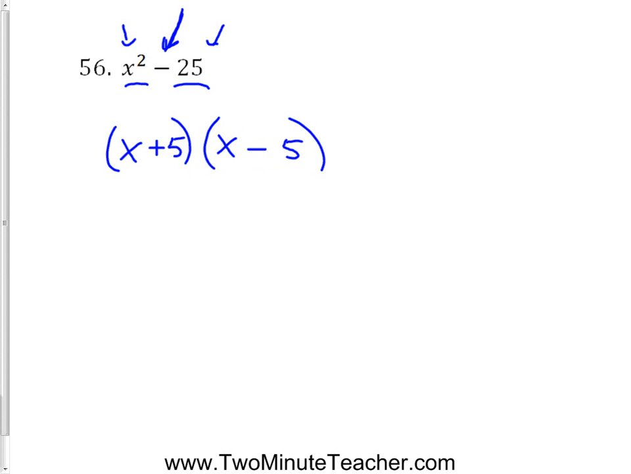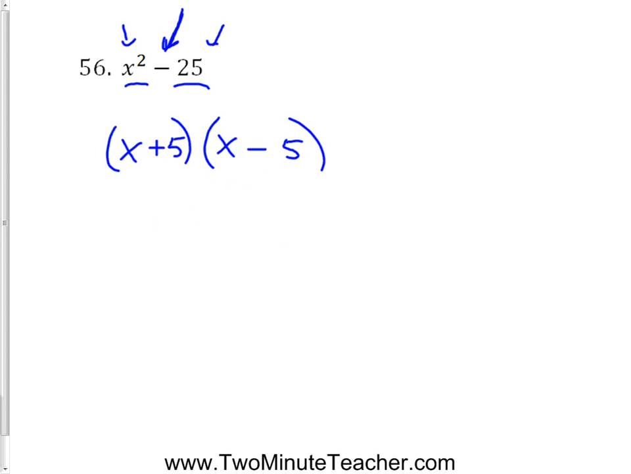And this kind, again, any kind when you're factoring, I would multiply it out and make sure you got it right. X times x makes x squared. Outside makes negative 5x, inside makes positive 5x, and those cancel. And then 5 times negative 5, negative 25. Okay, so yeah, did it right. Okay, so that again is called difference of squares.